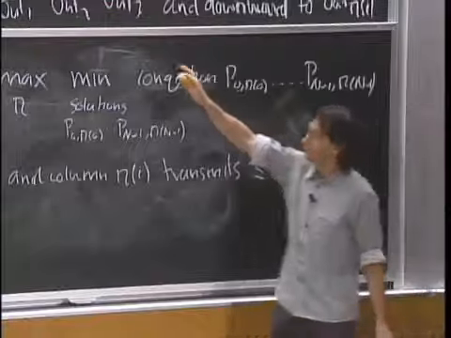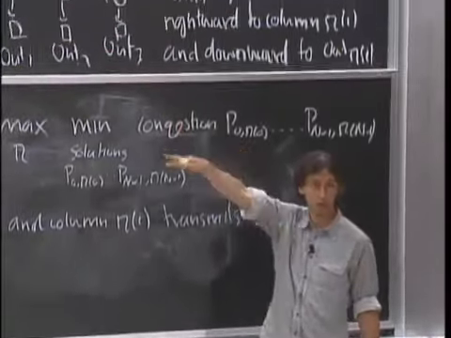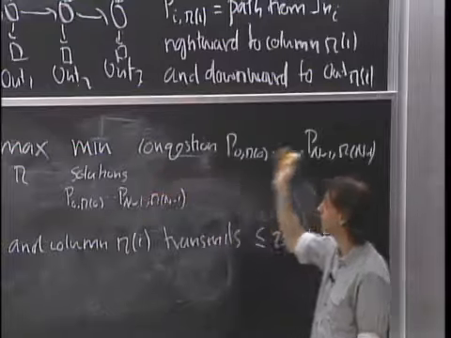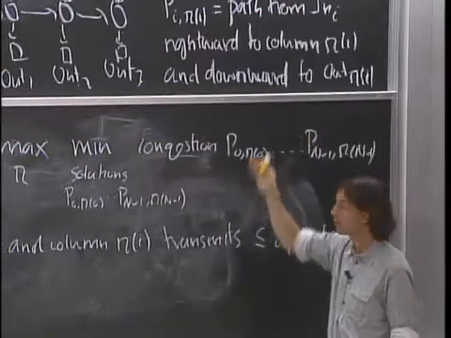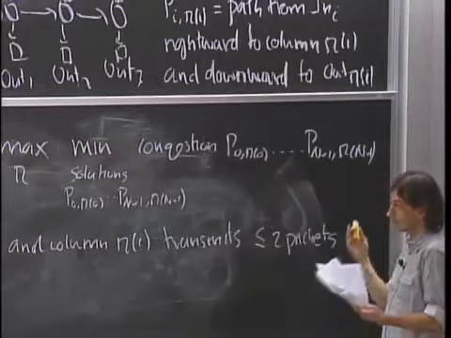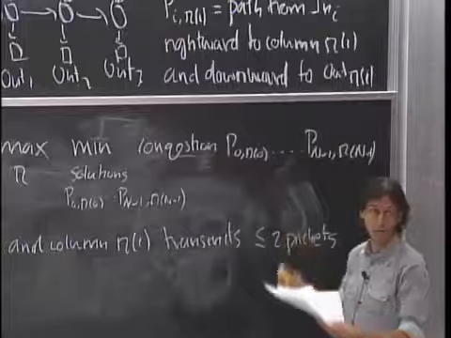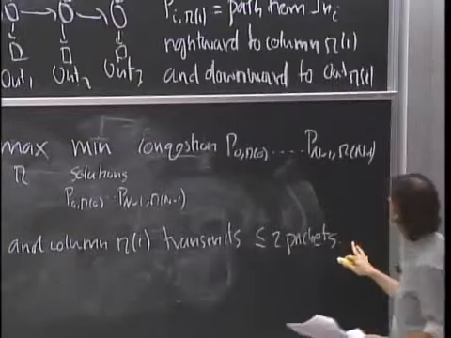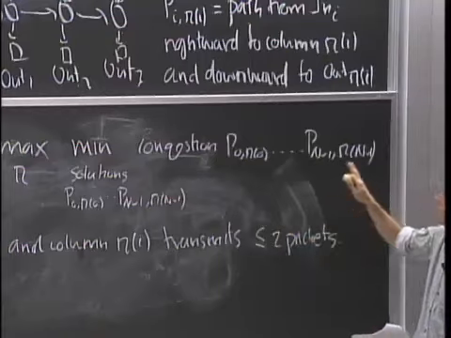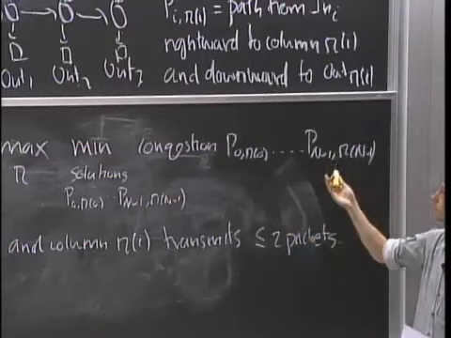Because a packet can only come from the left, or it can go from the top. So either one of the two, at most those two packets will go through the switch. So this shows that we have a congestion of at most 2 for any permutation.